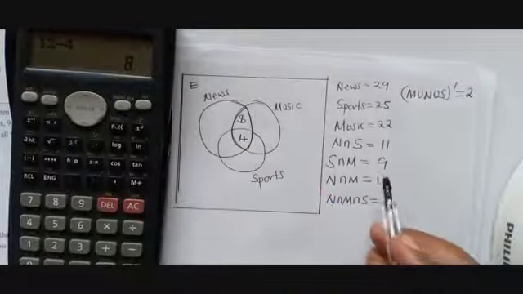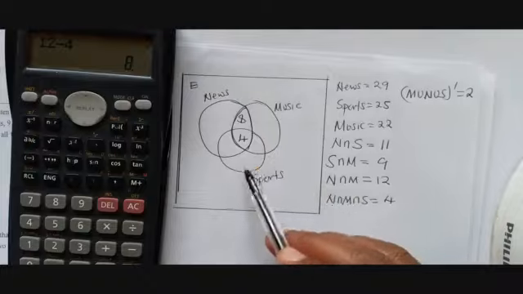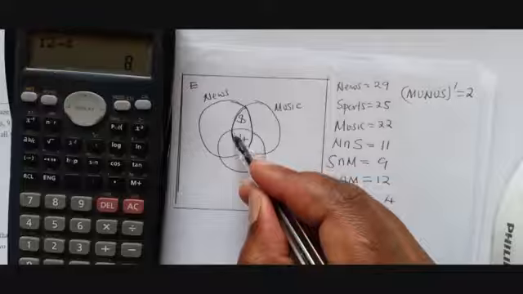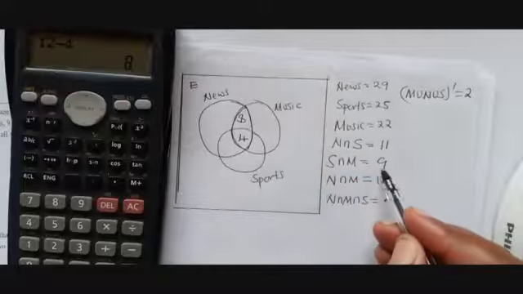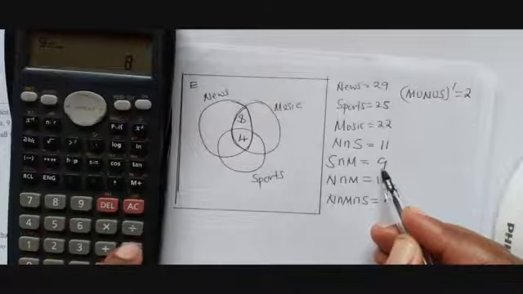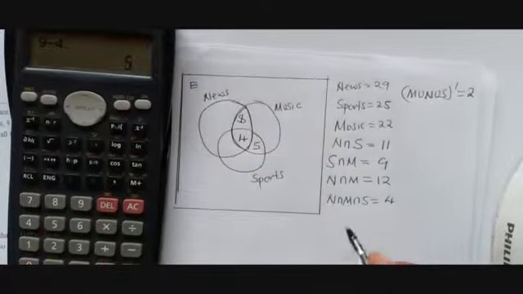Then we go to the next one. Sports and music, this region. There are how many? 9. But you already have 4. So I'm going to say 9 minus 4. What do you get? So here I'll put 5.